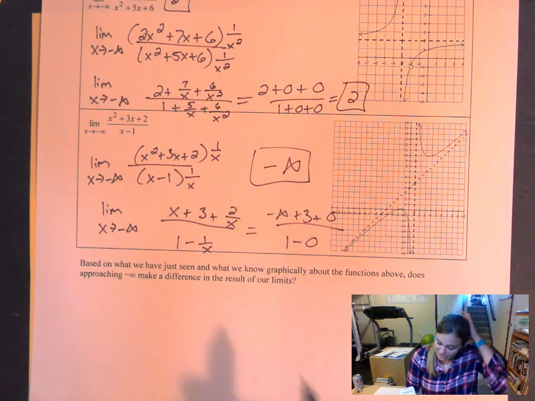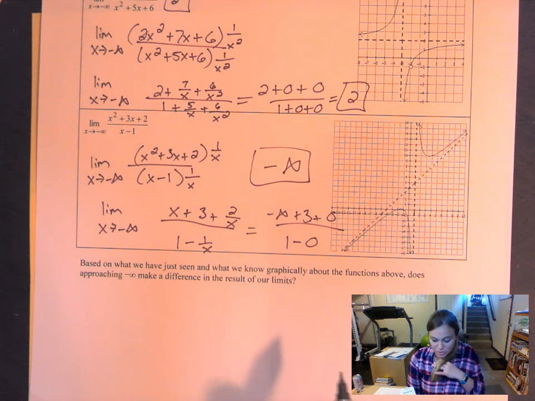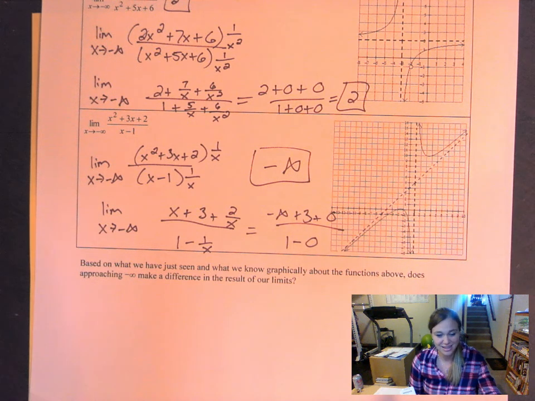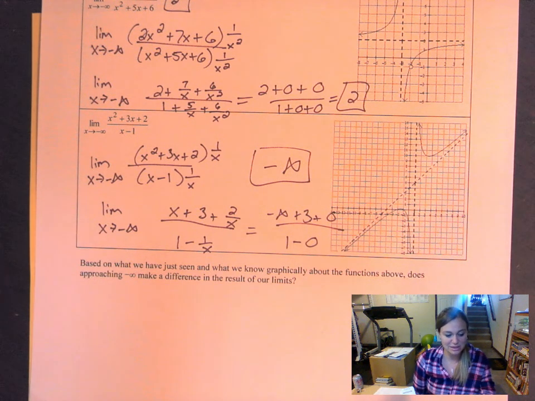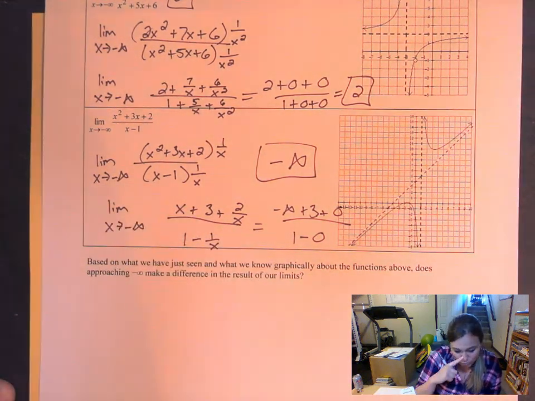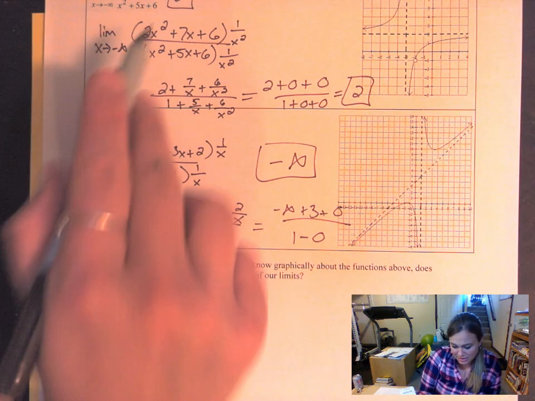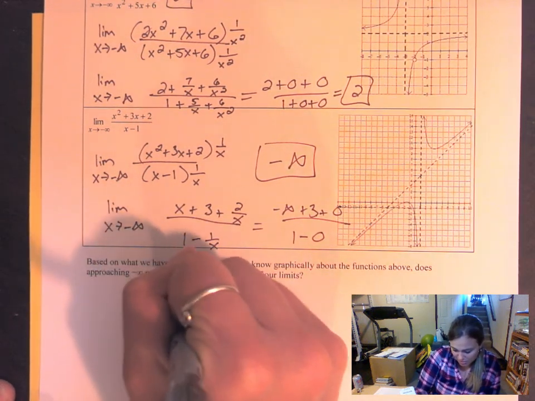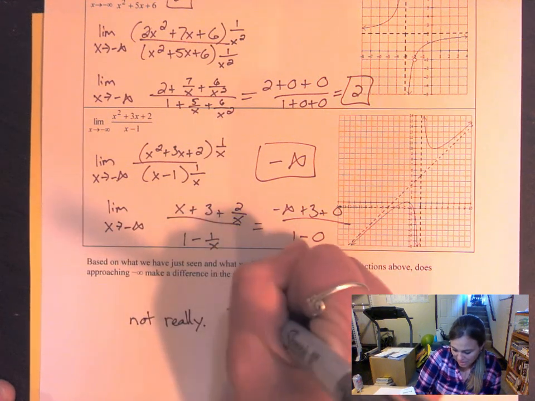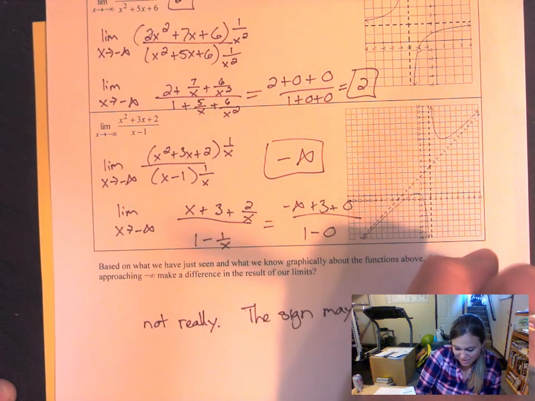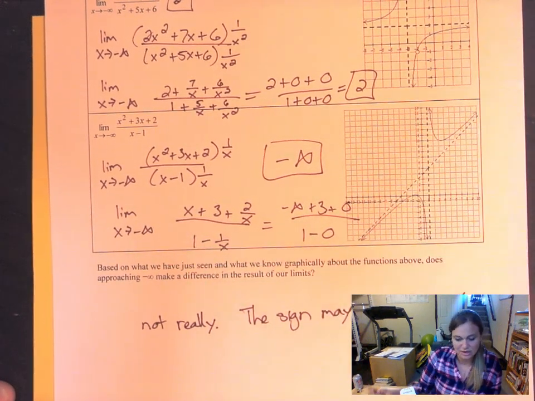So based on what we have just seen and what we know graphically about the function above, does approaching negative infinity make a difference in the result of our limits? I would say not really. We still go through the same process. So I would say if a horizontal asymptote exists, it's going to be the same either way, like the 2, but I'm going to say not really. The sign may be affected. But there's nothing special we had to do besides substitute in negative infinity.